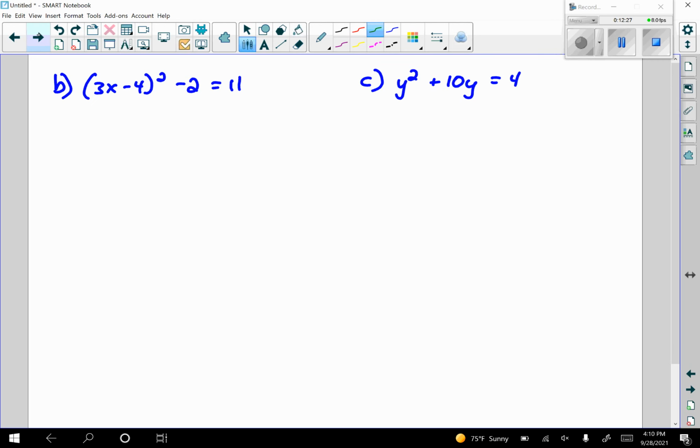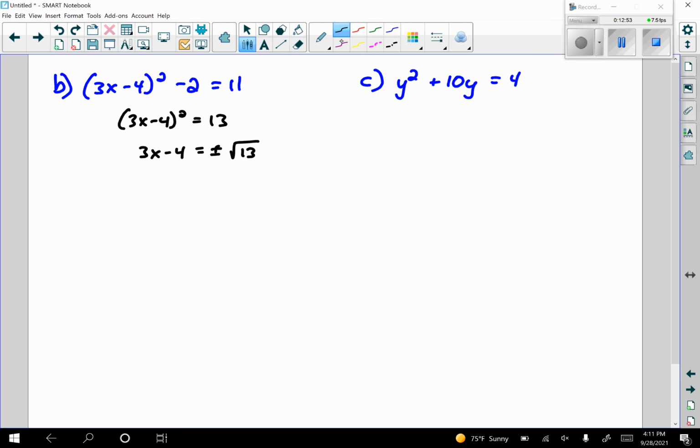All right, for B, it's actually set up kind of nice here. We don't actually have to expand this. You could, but you're causing yourself more work. What we could do is just add 2 to both sides. So we get the quantity 3x minus 4 squared equals 13. So this is like part of completing the square process has already been done for us. And now I want to take the square root of both sides. So we'll get 3x minus 4 is going to equal plus or minus the square root of 13.